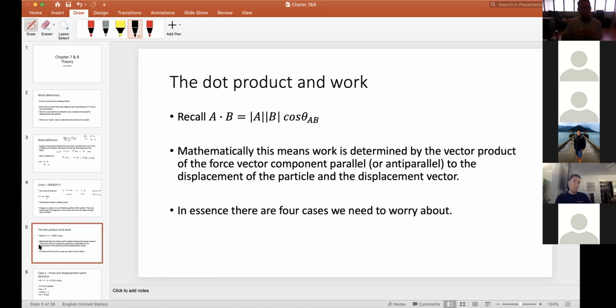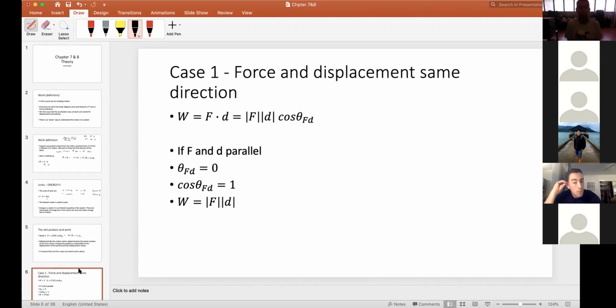All right, we need to talk about this again really fast. The dot product is A dot B, which is magnitude of A, magnitude of B, cos of the angle between them, which is also A_x B_x plus A_y B_y, etc., however many things you have. We have 4 cases of the dot product to worry about. So the first case is if they are in the same direction.